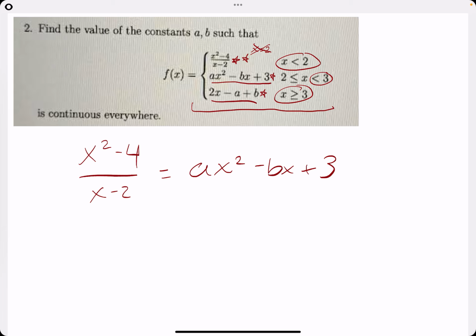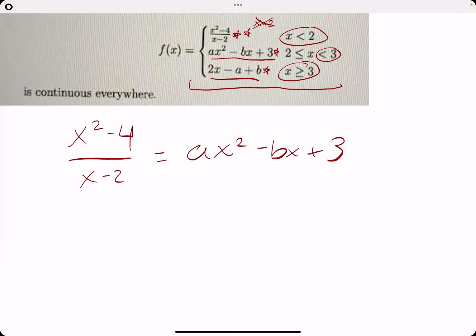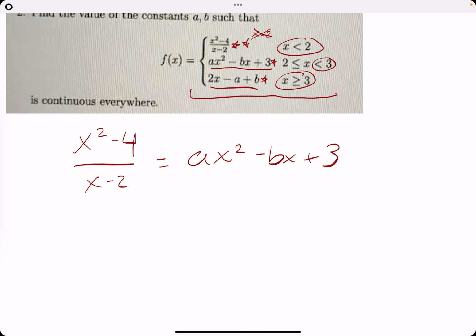The idea is this represents the limit of f of x as x approaches 2 from the left. This right side represents the limit of f of x as x approaches 2 from the right. And so you want the limits from the left and right to be equal. That's why we set these two equal to each other. The goal is just to solve for a and b. But in order to do so, we need to plug in 2 for all the x's here, because this was the break point for x equals 2, right? So let's plug in 2, and let's see what happens.